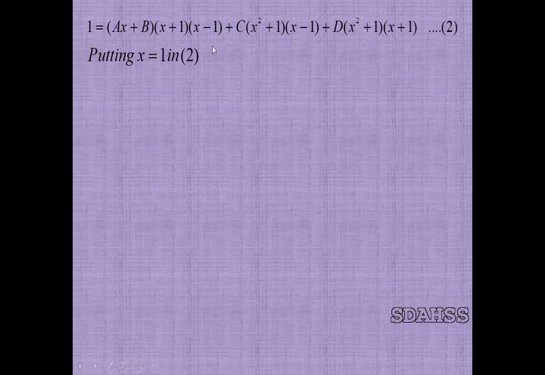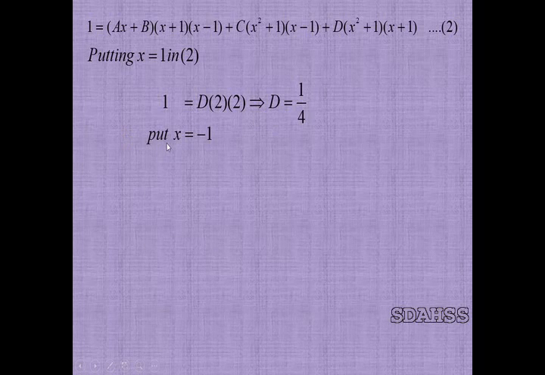Now consider the factor x minus 1. x minus 1 is equal to 0 means x is equal to 1, so substitute x is equal to 1 in the second equation, so you will get 1 is equal to, here the first term fully vanishes. If you substitute x is equal to 1, here x minus 1 means 0, so 0 into any number is fully 0, so the first term fully vanishes. The c term, the second term, also vanishes, the remaining third term d into, substitute x is equal to 1 here, so 1 square means 1, 1 plus 1 is 2, so d into 2, again 2, so 2 into 2 is 4, 4d equal to 1, so d is equal to 1 by 4.